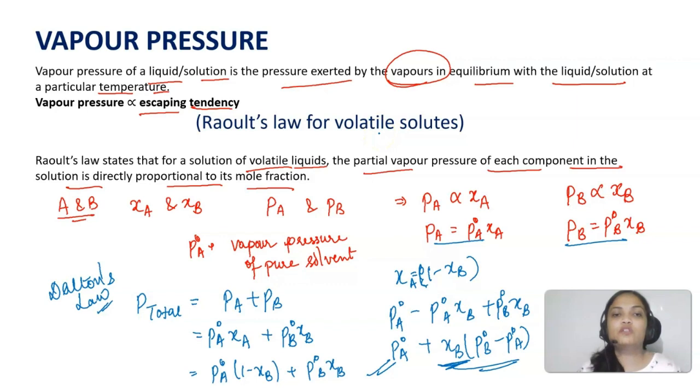So Raoult's law is important. Depending on whether solutions obey Raoult's law or not, we get two types of solutions, that is ideal and non-ideal solutions. Another important topic that we have is the ideal and non-ideal solution, so let us talk about that.